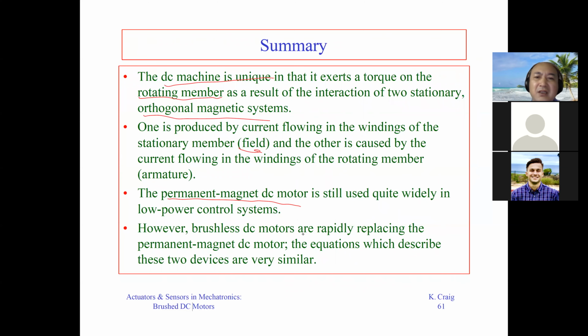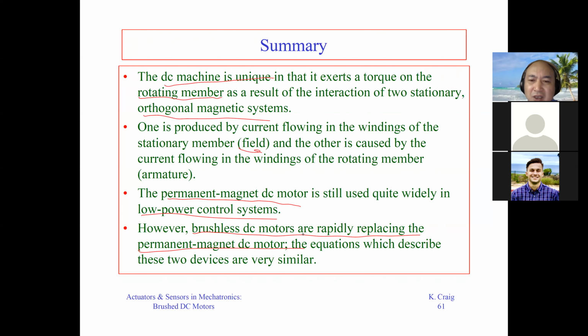But in the permanent magnet DC motor, widely used in low power control systems, the brushless motor is rapidly replacing the permanent magnet in the motor. Because the external relationship is very similar, that's why we still call it DC motor, but it's actually the AC motor I told you about from the beginning. So next lecture, we are going to go through some of these AC motors to prepare us to understand the brushless DC motor.